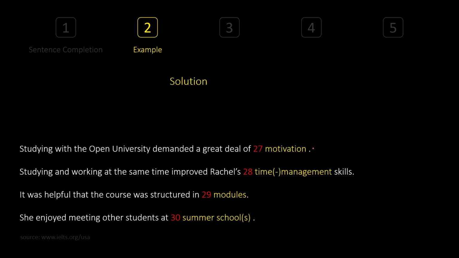The answer number one is motivation. Second one, time management. Hyphen, it's up to you if you want to keep it. If you don't want to keep it, it's still correct. Third one, that is the 29th one, is modules. And the 30th is summer school or schools. Both are correct.